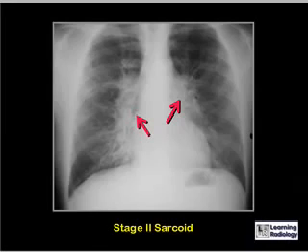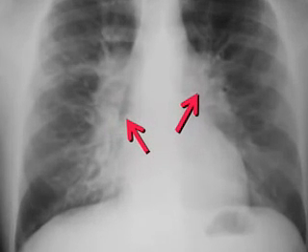Here is another patient with a frontal radiograph with stage 2 sarcoid. The red arrows point to bilateral hilar adenopathy. The red circle highlights interstitial lung disease.